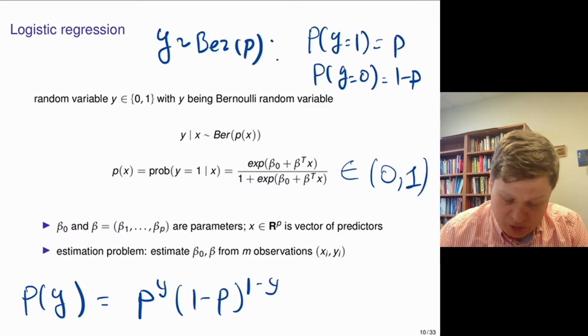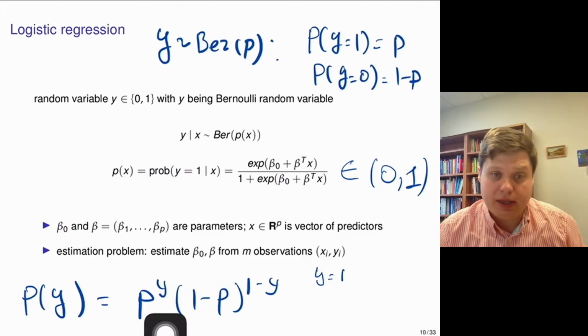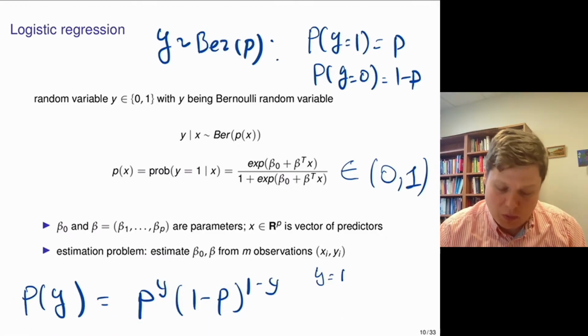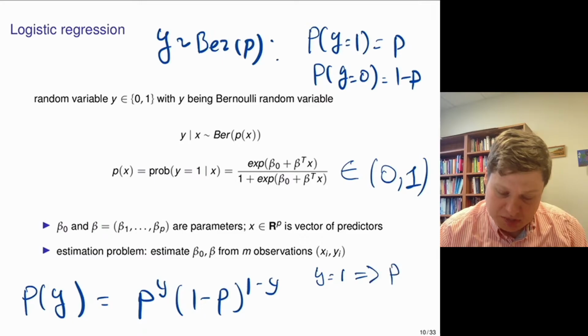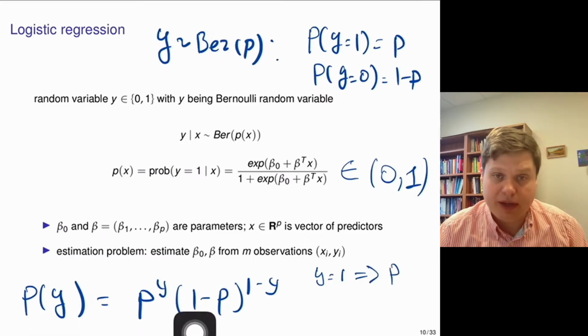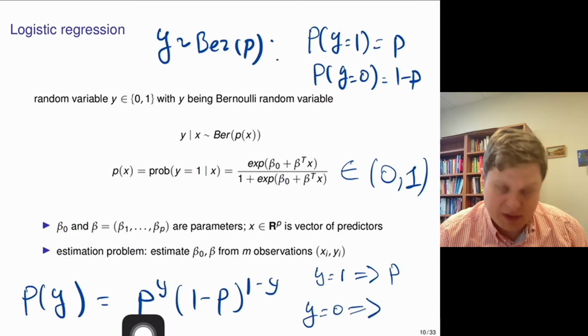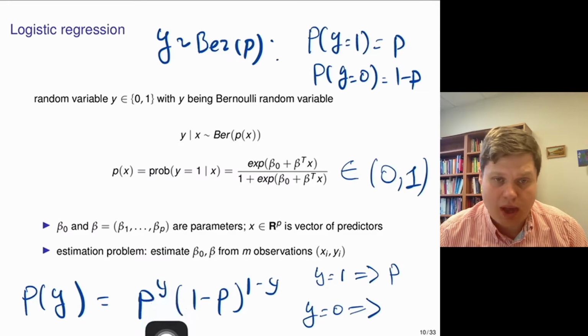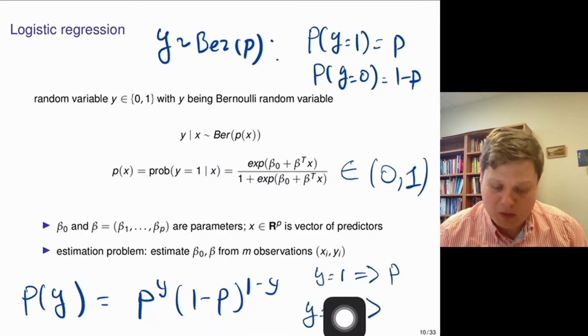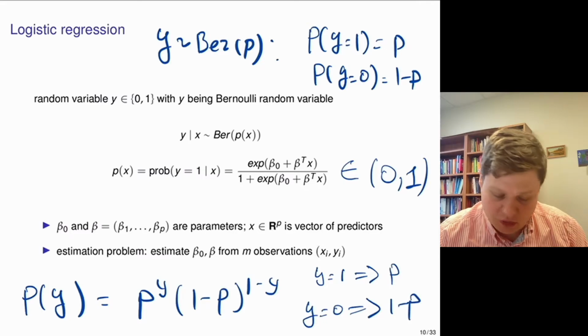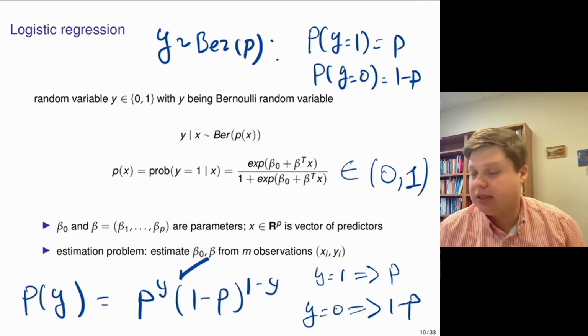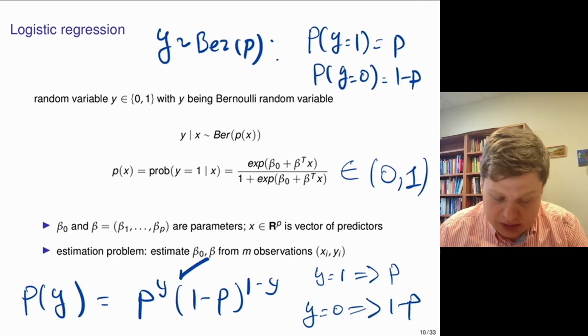Now you can check this formula. If you plug in y equals 1 here, you're going to get p to the power 1, so it's just p, and here you're going to have something to the power 0, which is just 1, so we just have p here. And when y equals 0, we have something to the power 0, which is 1, and then 1 minus p to the power 1, so we just have 1 minus p. So the formula works. It's basically the density function or mass function for the Bernoulli distribution.